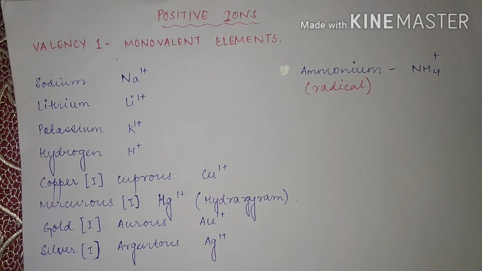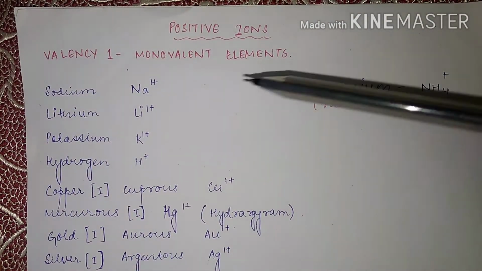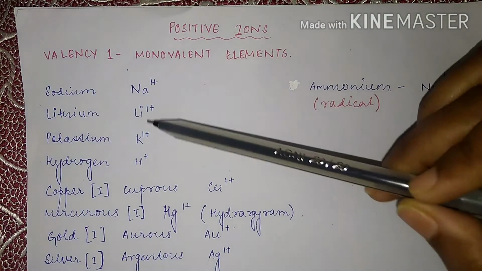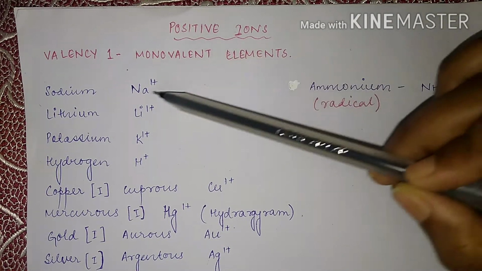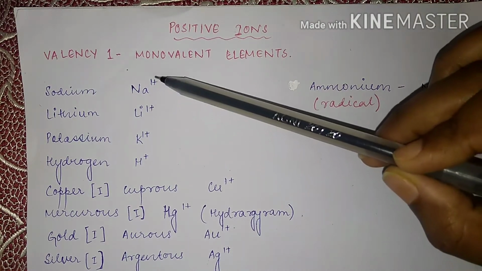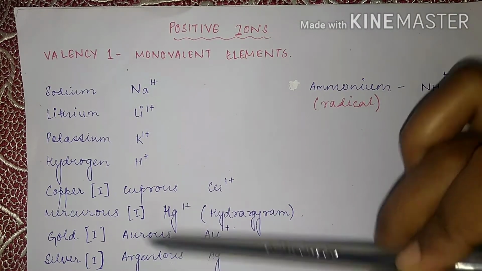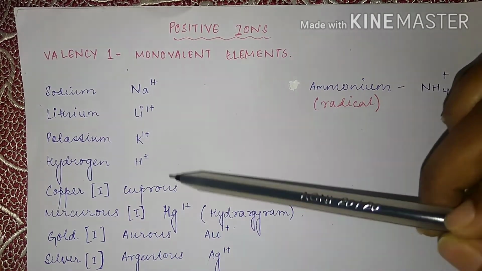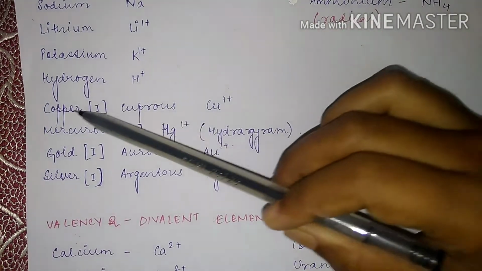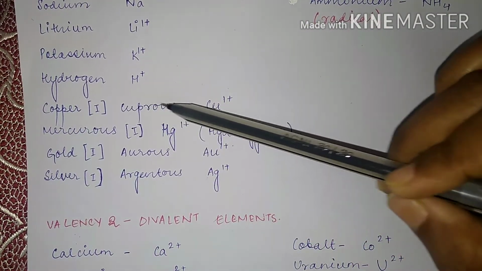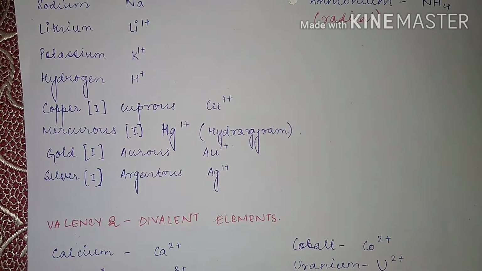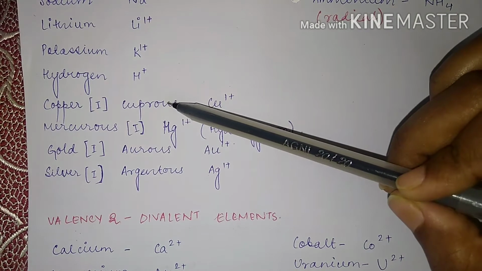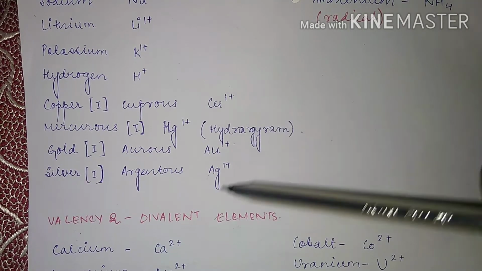We have the positive ions, in which the ones with valency 1 are called the monovalent elements. Under this category comes sodium with the charge +1. All the elements here have the charge +1. Lithium +1, potassium, hydrogen, all are +1. Copper 1 is also called cuprous. These elements show variable valency, which we discussed in the last video. So this is copper 1 or cuprous ion, that is Cu+.